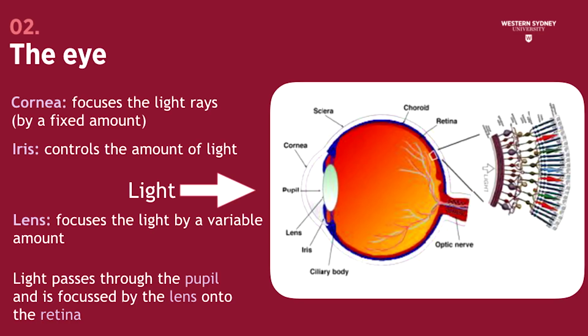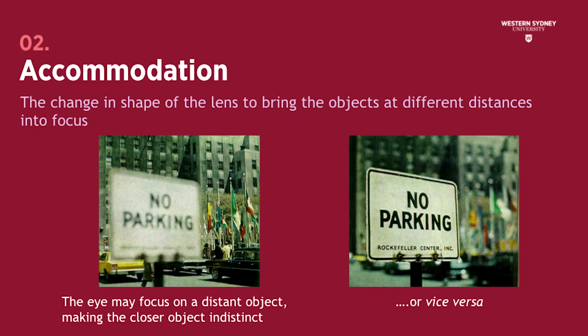After passing through the pupil, the light is further refracted by the lens. The lens's curvature and hence its refractive index can change. Changing the lens's curvature has the effect of modifying how focused the image will appear at the back of the eye. Changing the shape of the lens is known as accommodation. Accommodation has the effect of bringing objects at different distances into focus.